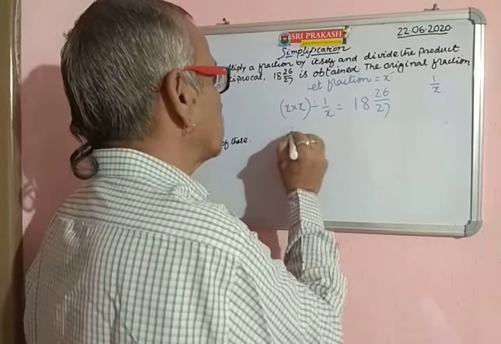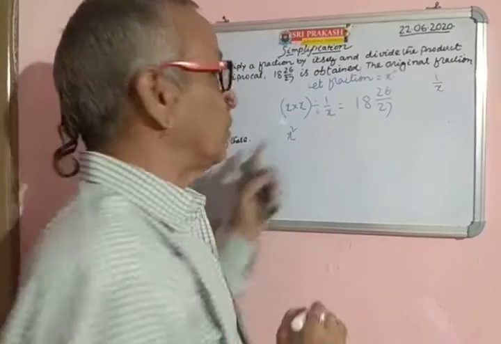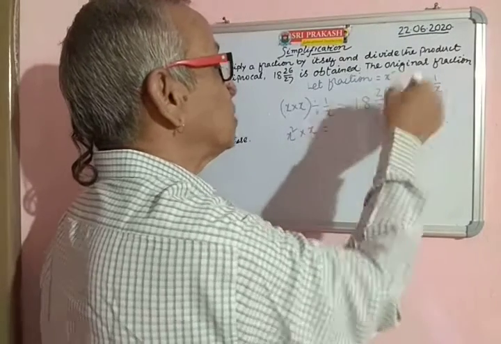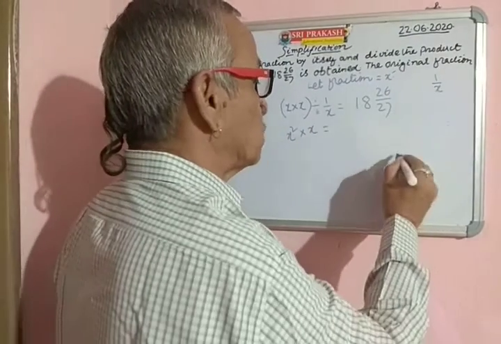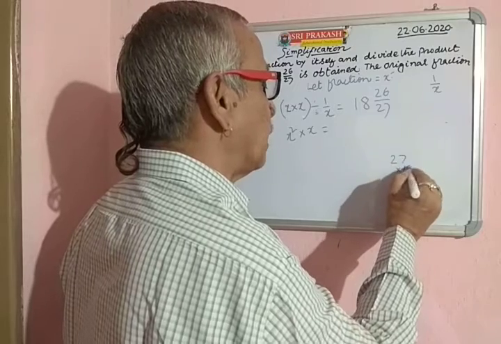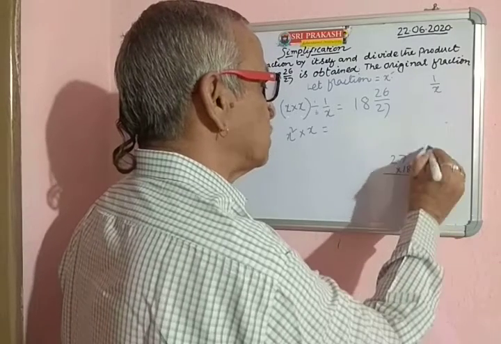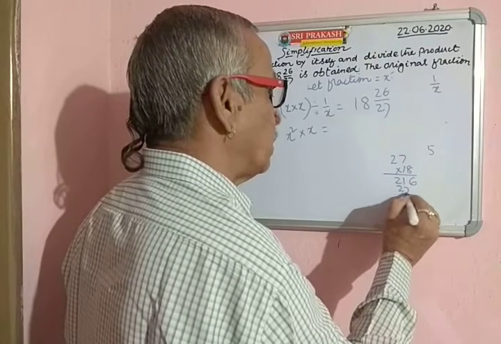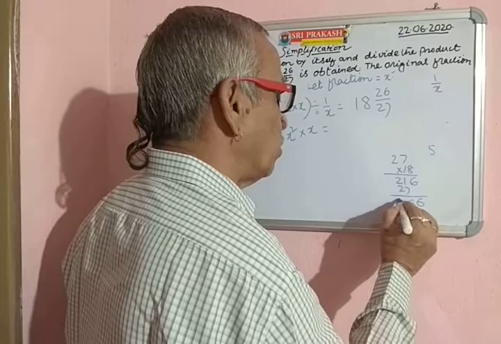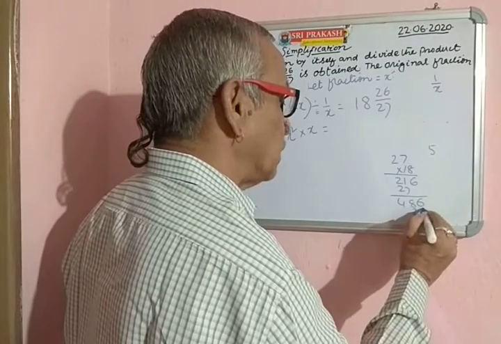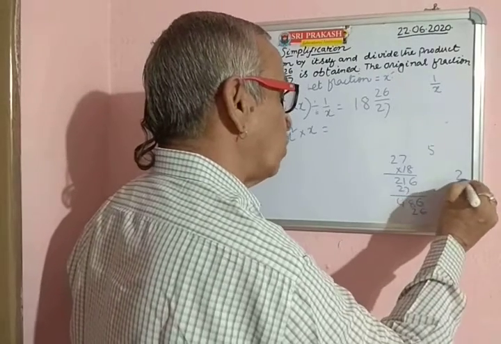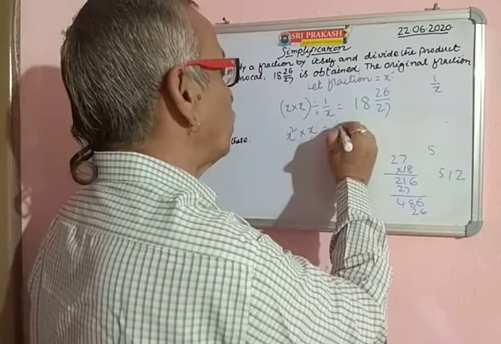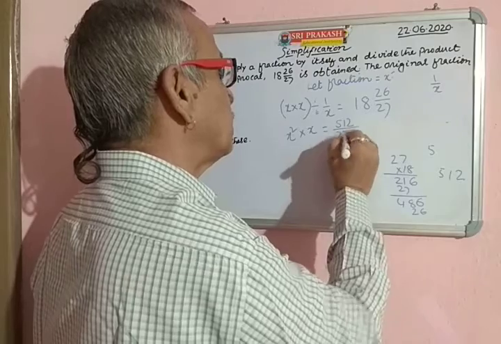x into x, x square. Let us change this division into multiplication, into x is equal to, let us change this into an improper fraction. So 27 into 18, 8 7 are 56, 5. 16 plus 5, 21. And 27 2 are 54, 6 8 4. Now you have to add 26. So 6 plus 6, 12, 1, 11, 1, 5. So what you get? 512 by 27.